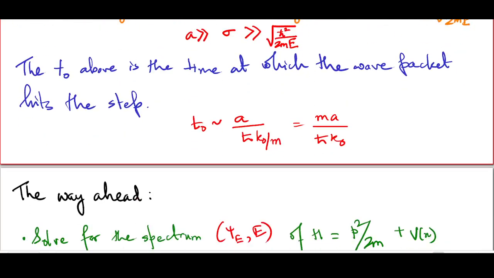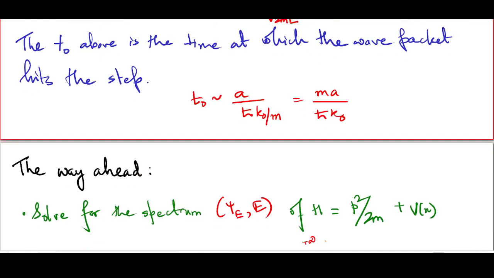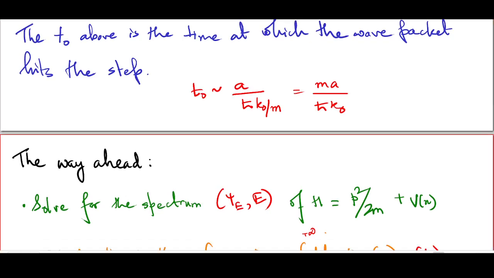Now, how do we proceed solving the problem? The steps that we need to carry out are as follows. First, we have to solve for the spectrum of the Hamiltonian p square by twice m plus V of x. That is, we need to find out the eigenfunctions psi e and eigenvalues E of the Hamiltonian.